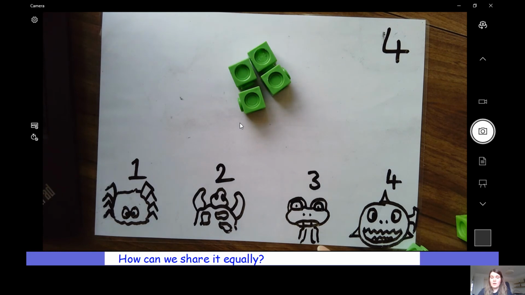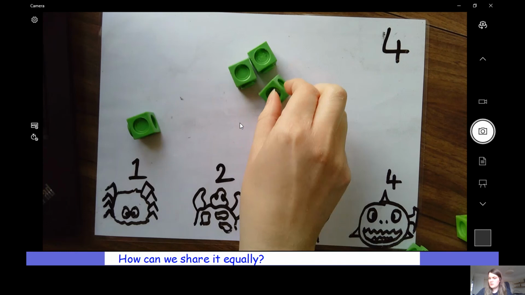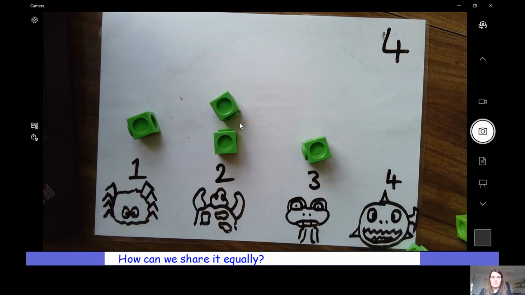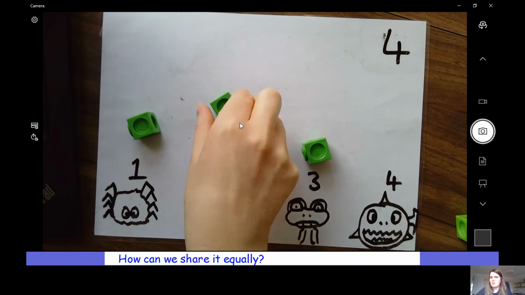I share it. Okay, 1, 2, 3. There you go. I've given them all some. I haven't shared equally. How do you know I haven't shared it equally? Because the shark didn't get any. Oh dear. So how am I going to fix that? I need to move this one over there.